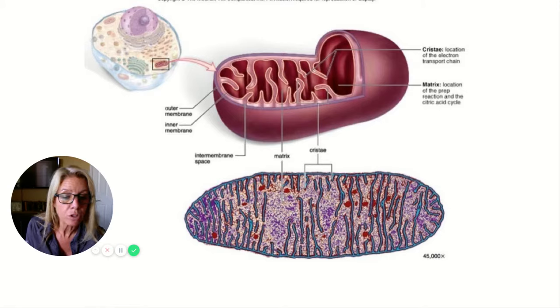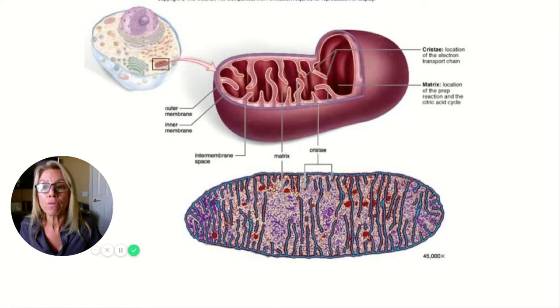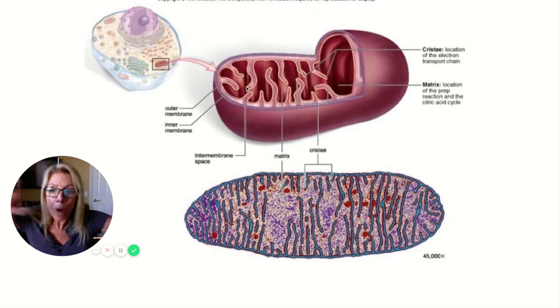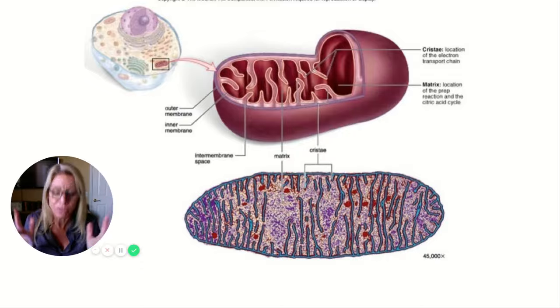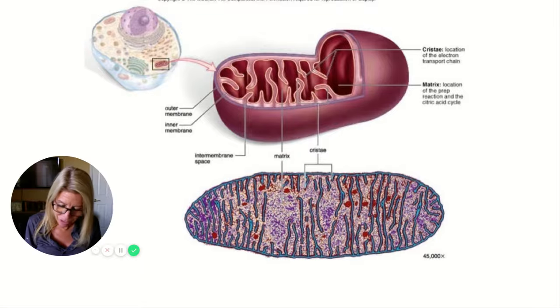The matrix is the location of the prep reaction or transition reaction. That's where we make acetyl-CoA and also the citric acid cycle. The cristae are the folds on the inner membrane, okay? These folds. Another question. Why all the folding? You know, you can see it in greater detail here. All this folding increases what? What are you going to tell me? Surface area, right? Surface area, good. So the cristae are the folds on the inner membrane, and it's the location of the electron transport chain.